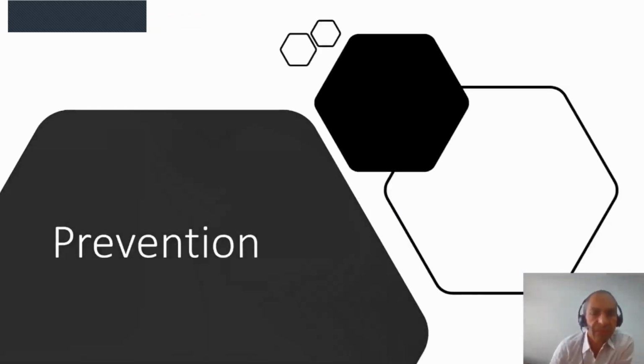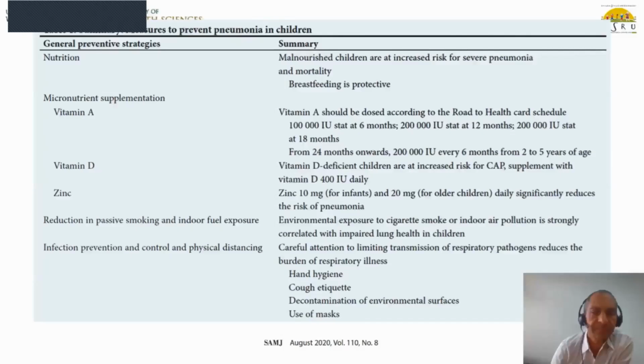Very briefly, just to consider prevention. Again, the paper goes into a fair amount of detail, but for our purposes today, just a couple of slides looking at tables from the paper. So firstly, considering general preventative strategies. Malnourished children are at high risk for severe pneumonia. So we want to try and reverse malnutrition, preferably prevent it, and certainly breastfeeding is protective in that regard.